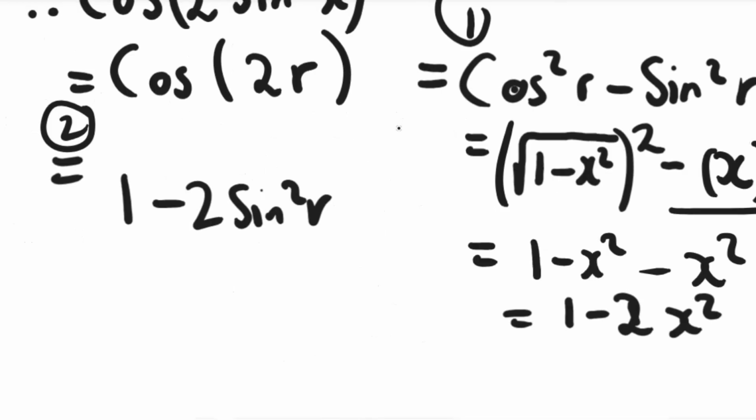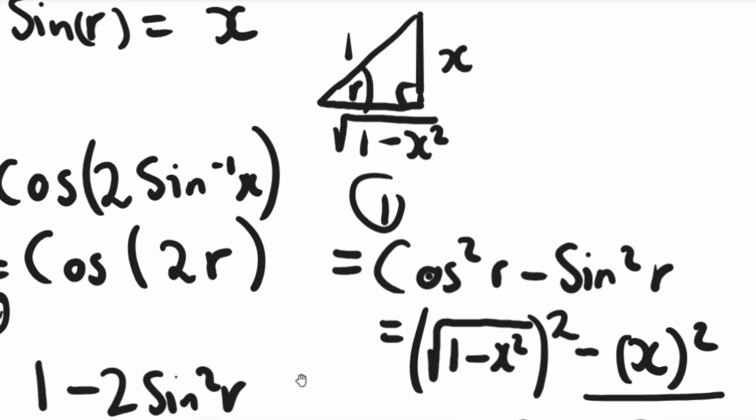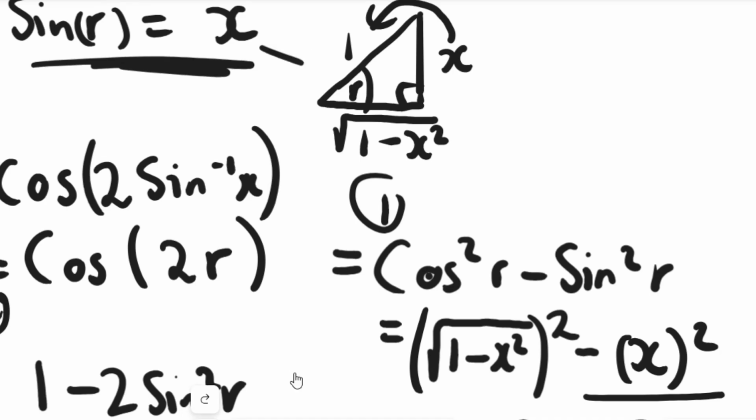Okay, this is equal to 1 minus 2. We are looking here now, 1 minus 2 times what? What is sine r? We just discussed it. Sine r alone is just x. We can go to the sketch. If you go to the sketch, sine r is x over 1, which is x, or if you use what we used to sketch the triangle, we will find that sine r is again x.